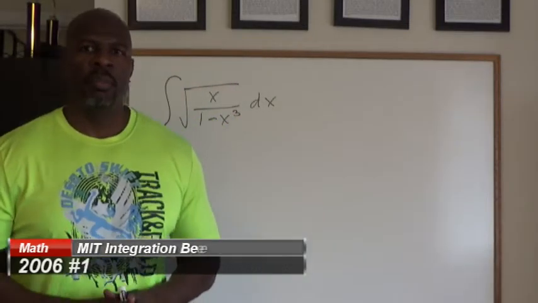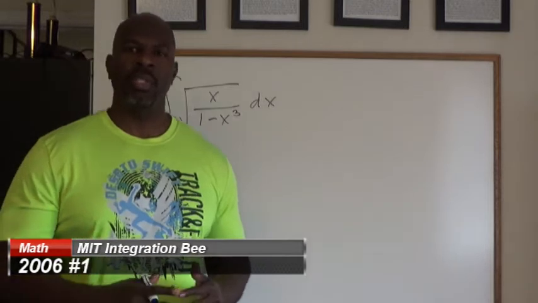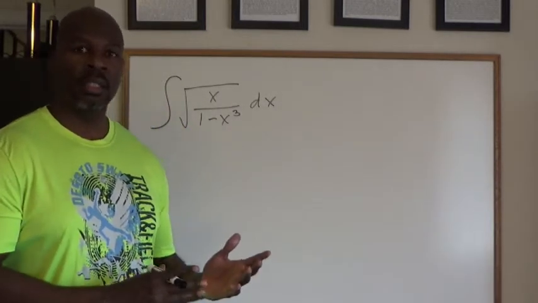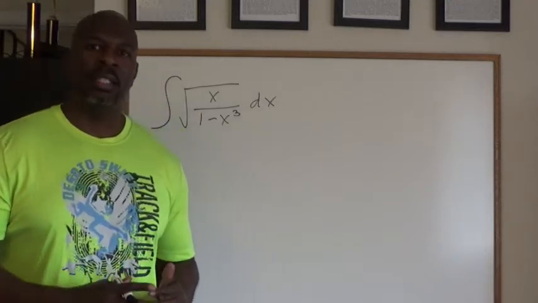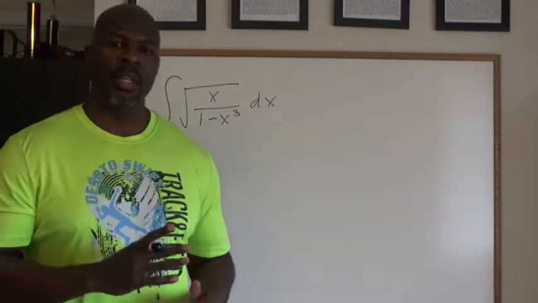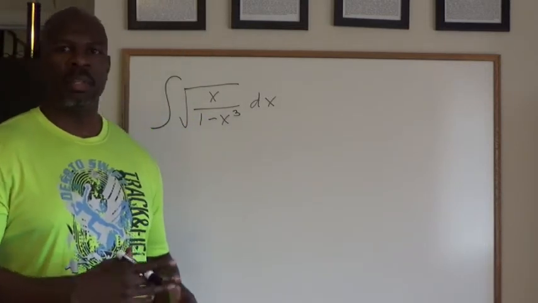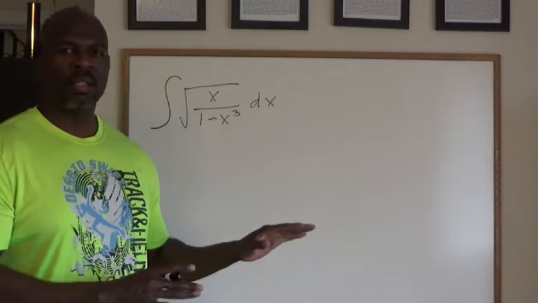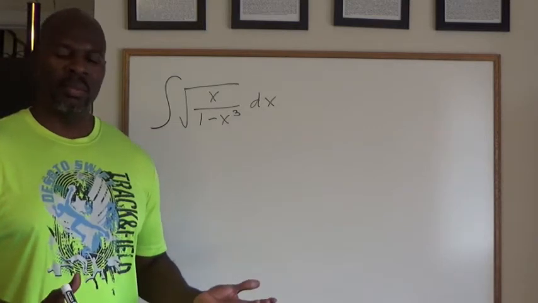Okay, greetings math people. Today we're going to look at a problem from the MIT Integration Bee. This problem is number 1 from 2006, the first problem of the 2006 MIT Integration Bee. Now this problem actually was not solved by the contestants. The time elapsed before either of the two contestants could solve the problem. But we're going to take a look at it. It's a fairly easy problem to solve when you look at it the right way.